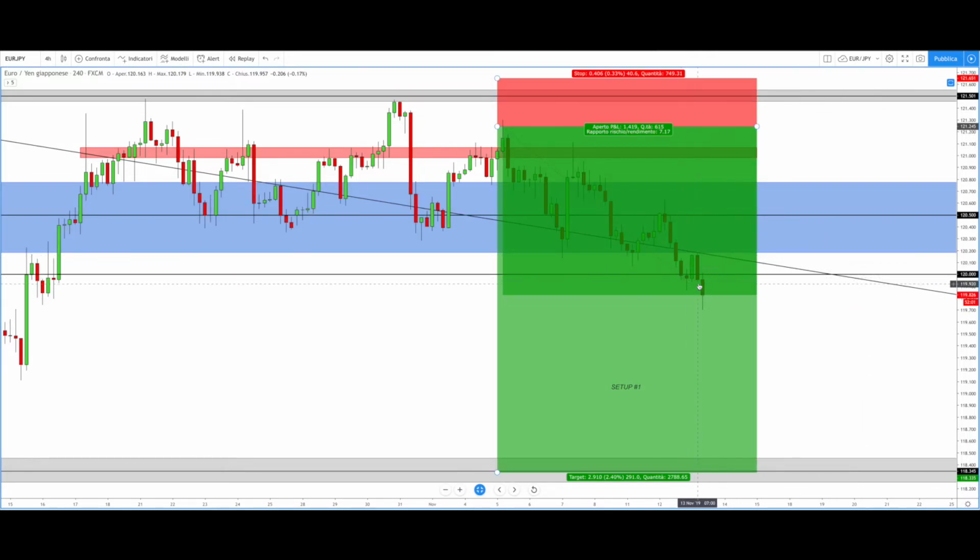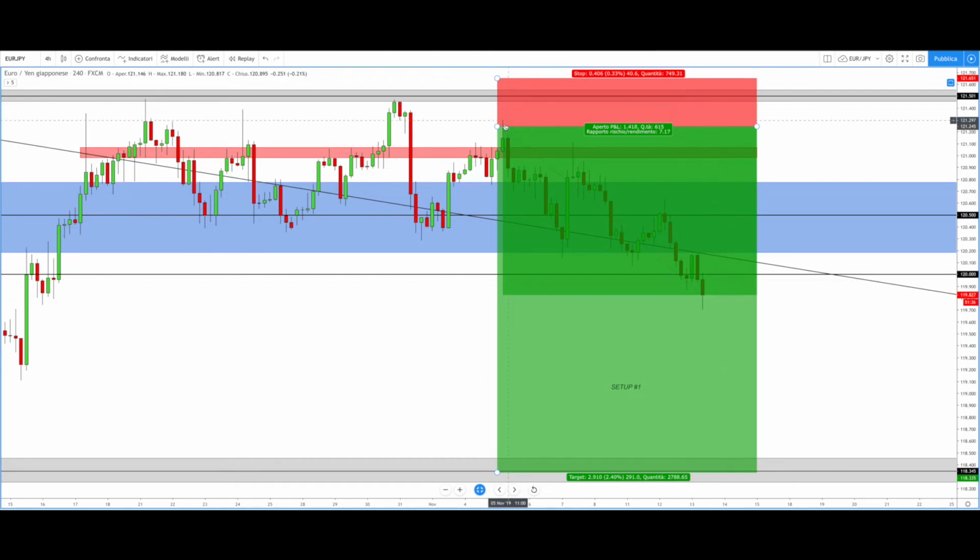So if the price will break this key level, I expect a new bearish movement. But if the price will find the strength to come back above this key level, I expect a new bullish movement to touch this key level 120.50 first of all. And if the price will start this bullish movement, I will look carefully the price action here, because a clear reaction could give us maybe another entry point.